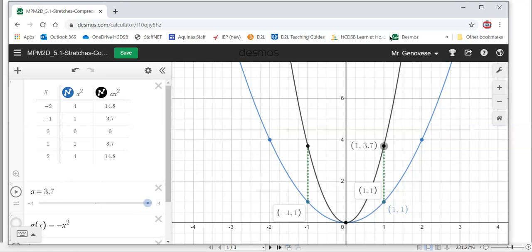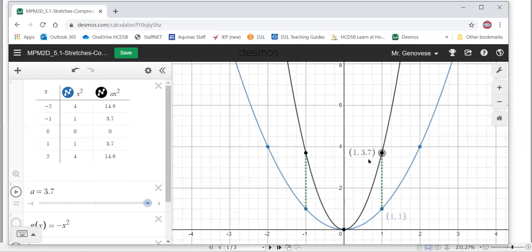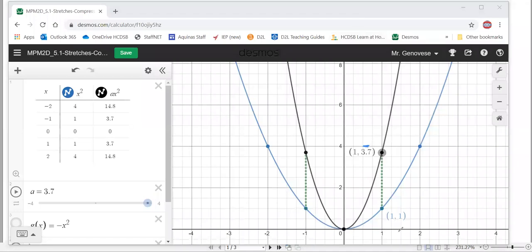Now, why are they stretched up? Because the y value has changed. Okay, so that's very important. It's the y value here that has changed, not the x. You notice the x value is exactly the same.